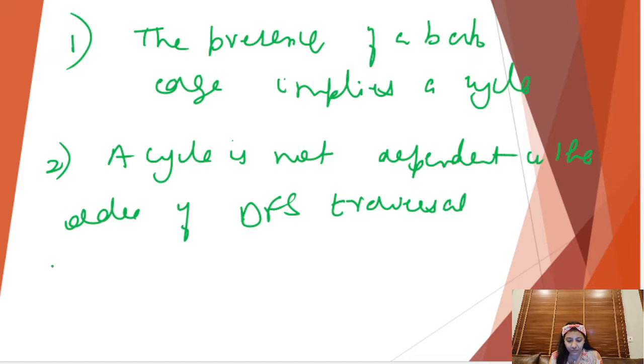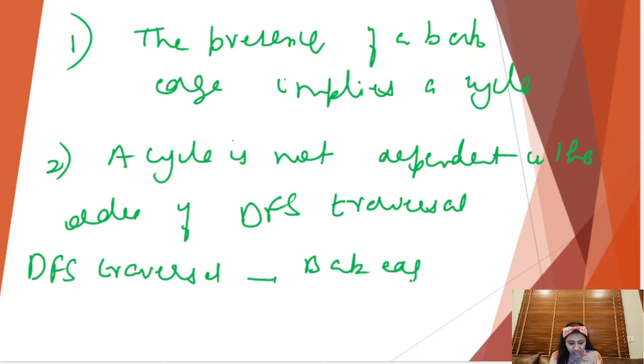So from this, what do we conclude? That if any one DFS traversal contains a back edge, or we can say a cycle, then any other DFS traversal of the same graph must encounter at least one back edge. So this statement holds true.